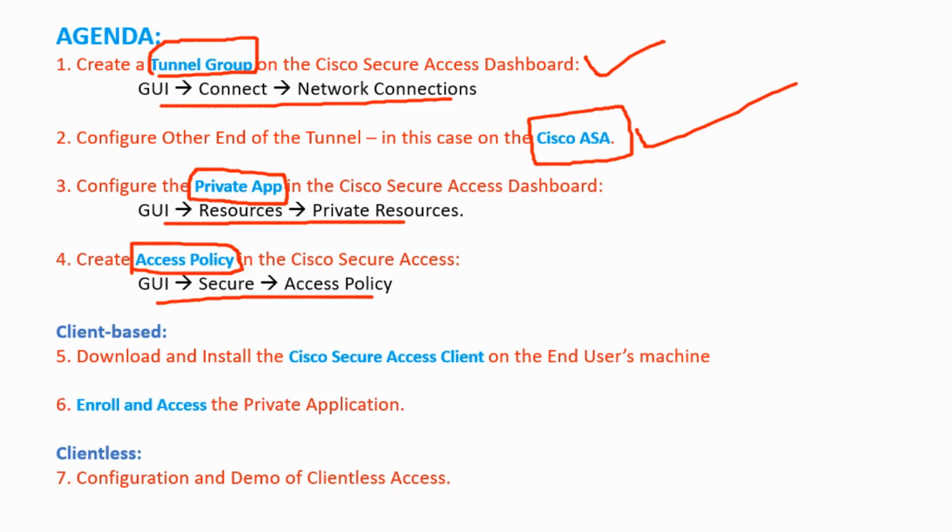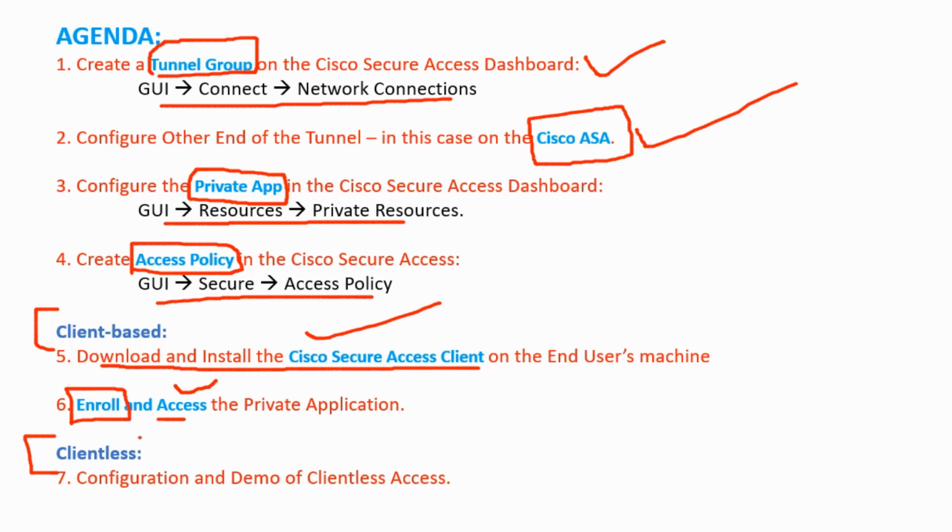Then we're going to go for client-based first, and then client-less. In client-based, we need to download and install Cisco Secure Access Client on the end user's machine. You can find this software from software.cisco.com. You can search for AnyConnect or Secure Client, and you can get it from there. Then we're going to enroll this user, and after the enrollment is complete, we're going to access the private applications. I'm going to show you what happens if it fails, the logs and other things.